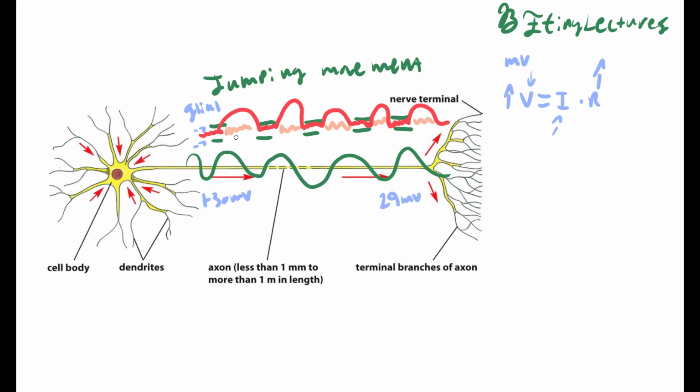And this gap right here, which is exposed, is called a node of Ranvier. It was discovered by a French physician. So this is a node of Ranvier.